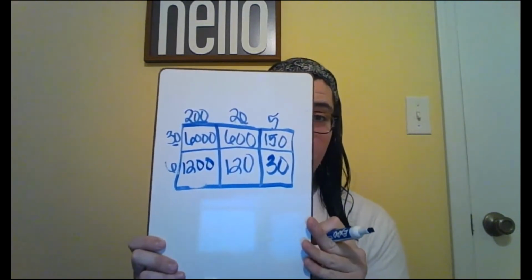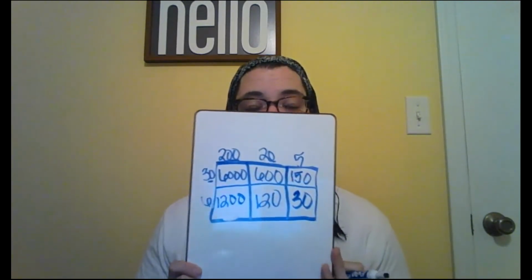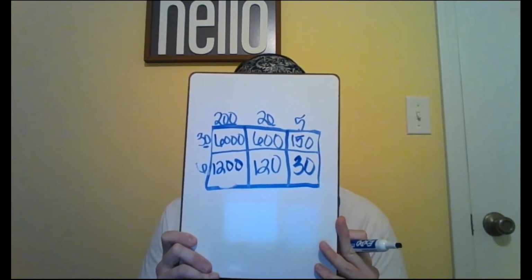And now that we filled out our box, that doesn't mean that we are finished. Now we take everything that's inside of our box and we're going to add it together. So I'm going to see if I can fit it on the bottom of my board here. I'll write really small. So we add our 6,000 plus, I'm going to line up my big numbers, our 1,200. Then we had 600, 120, 150, and 30.